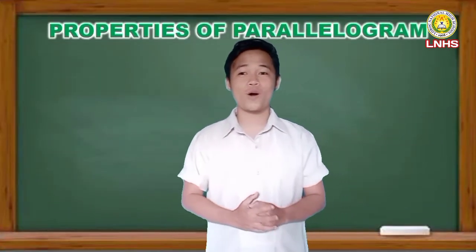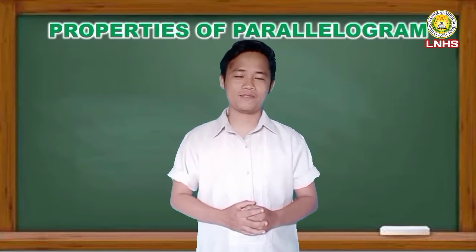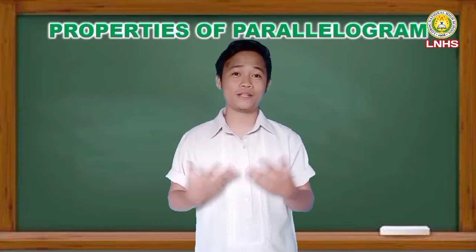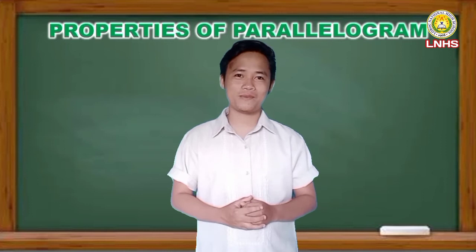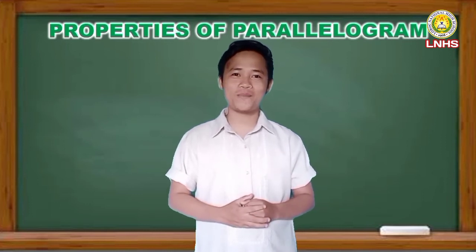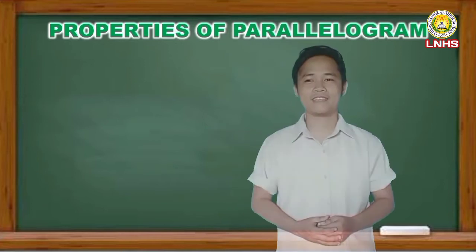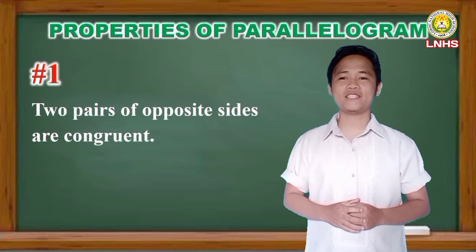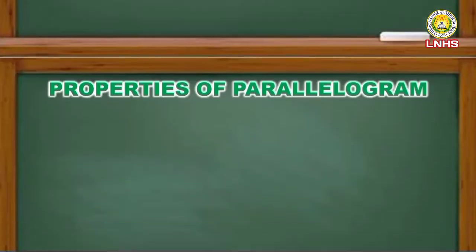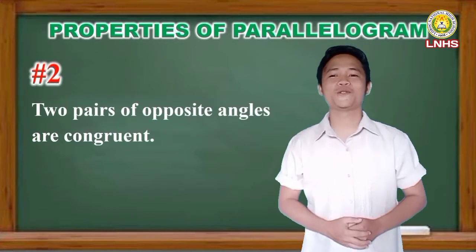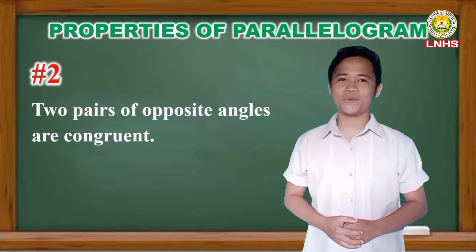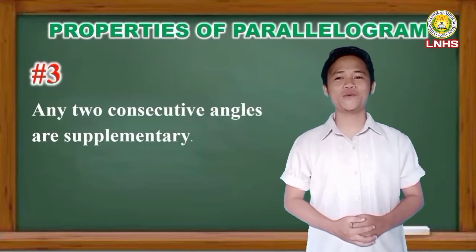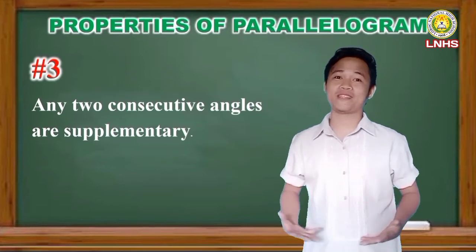And now, let us take up all about the properties of parallelogram. So these are the properties in which we can tell that a certain shape or quadrilateral is a parallelogram. So take note of the different properties of parallelogram. We have number 1. 2 pairs of opposite sides are congruent. Number 2. 2 pairs of opposite angles are congruent. Number 3. Any 2 consecutive angles are supplementary.